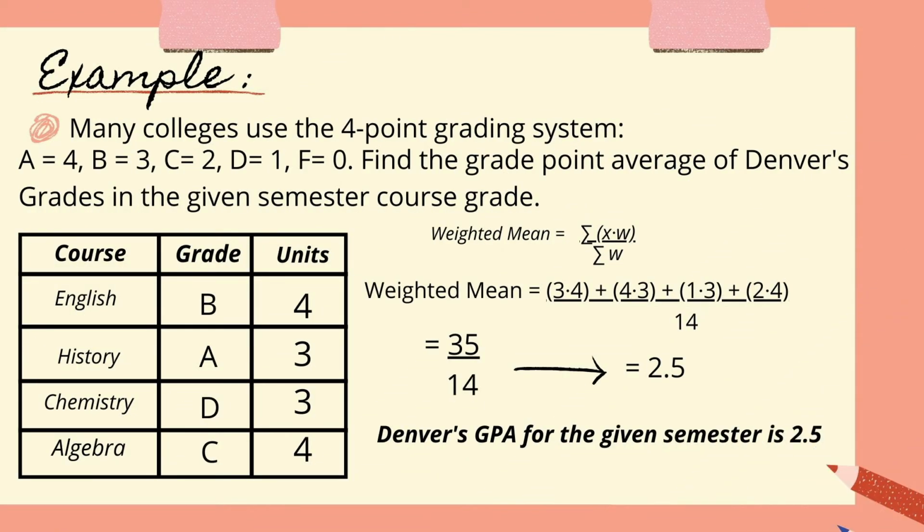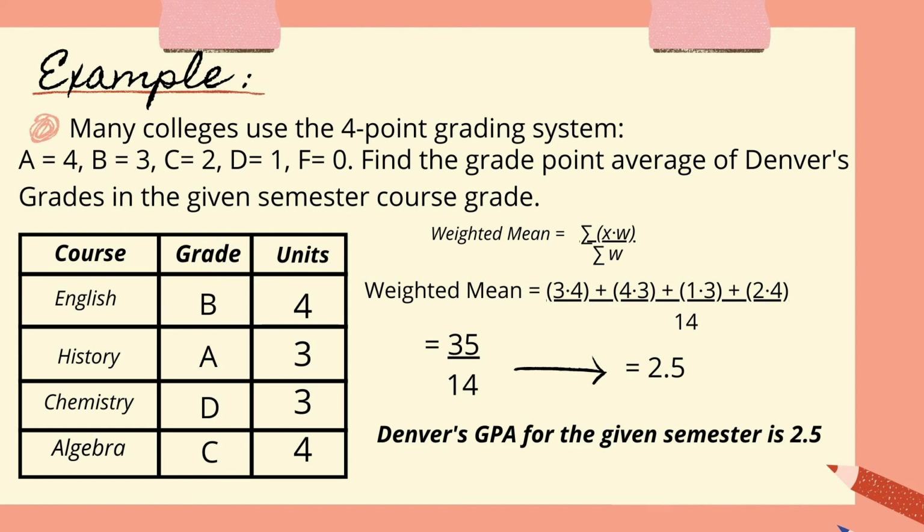For example, many colleges use the 4.0 grading system, where A is 4, B is 3, C is 2, D is 1, and F is 0. Find the grade point average of Denver's grades in the given semester course grade.